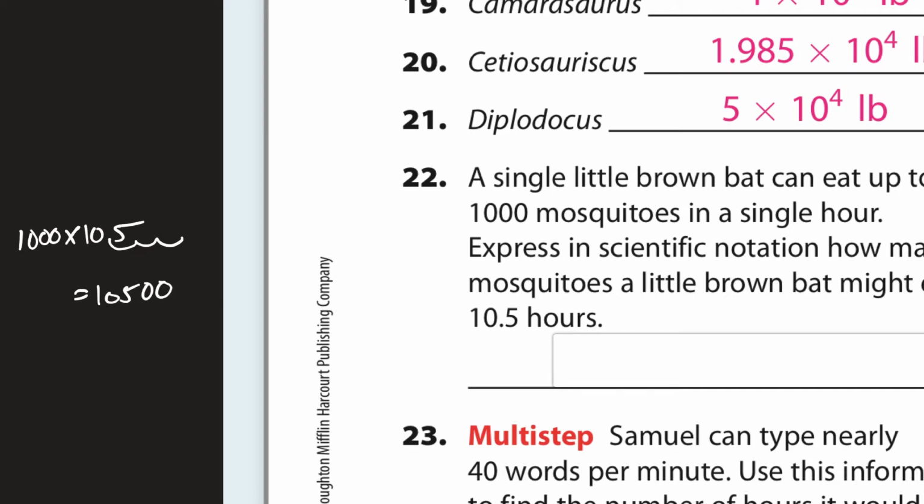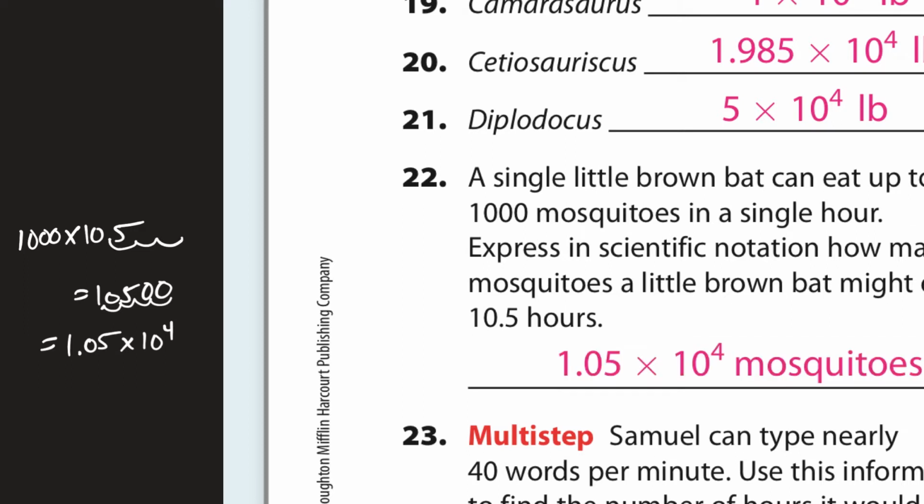So that's equal to 10500. Write that in scientific notation. That would be 1.05. And then I put the decimal here, but it belongs 1, 2, 3, 4, times 10 to the fourth. Let's see how I did. There we go. 1.05 times 10 to the fourth.